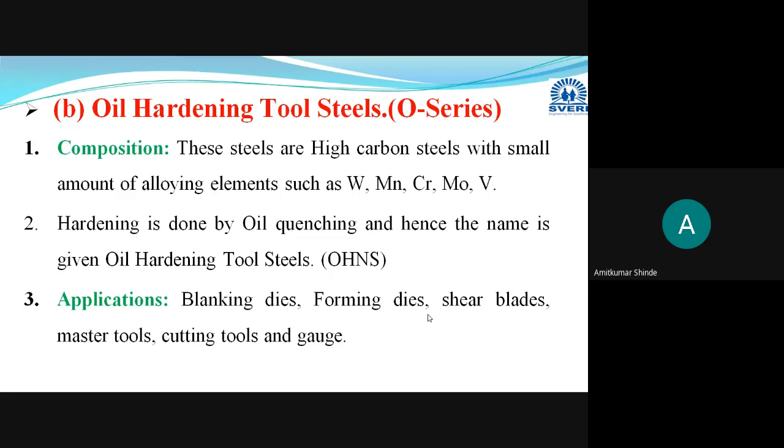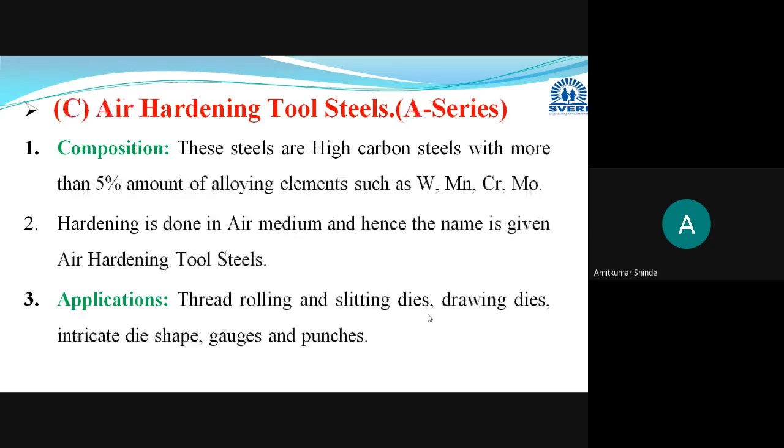After this discussion of water hardening and oil hardening tool steel, the third type in the cold worked tool steels is air hardening tool steel, denoted by the A series. Now the first point will be composition. In the oil hardening and the air hardening tool steel, composition is very much similar. In both cases high carbon steels are there, with addition of some alloying elements like tungsten, chromium, molybdenum, manganese.